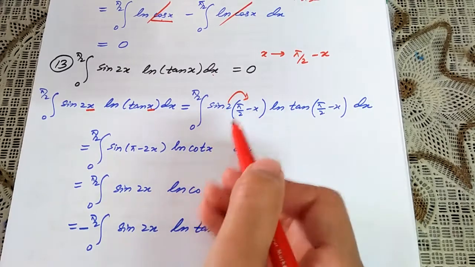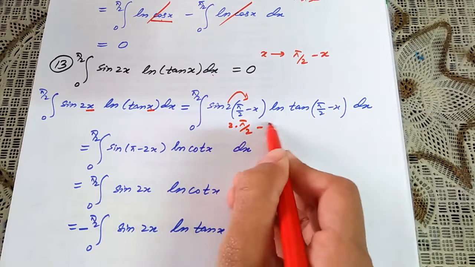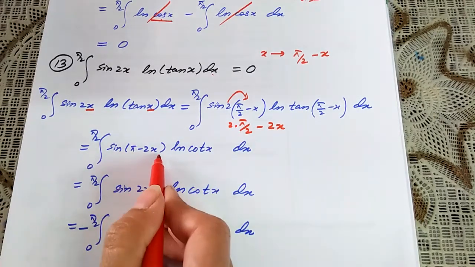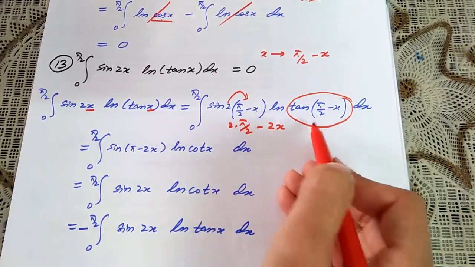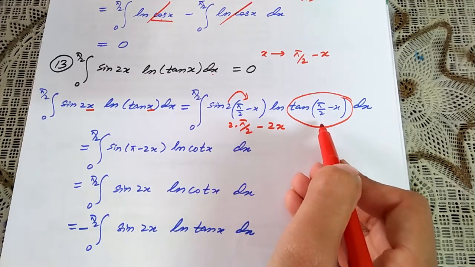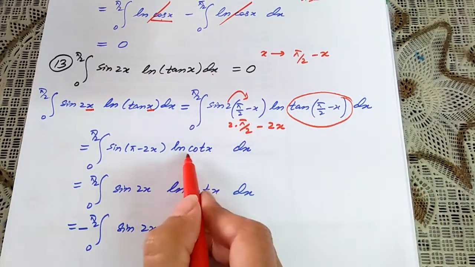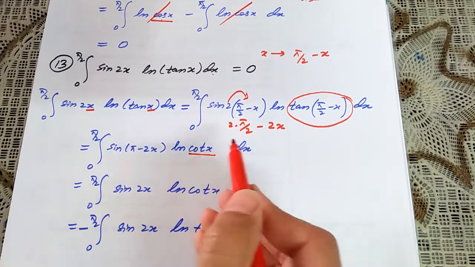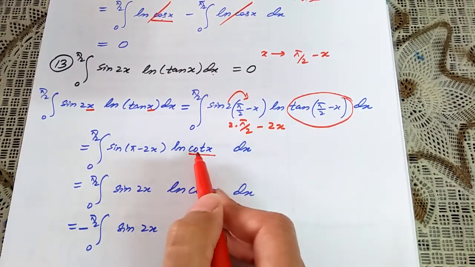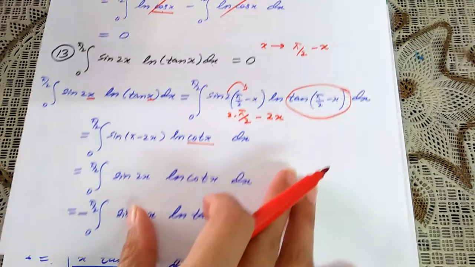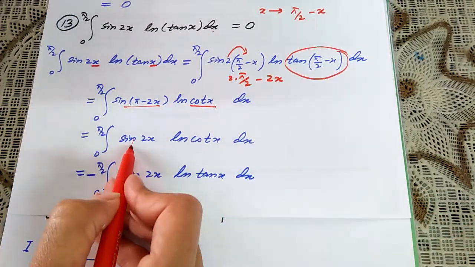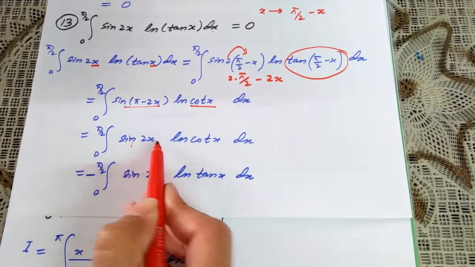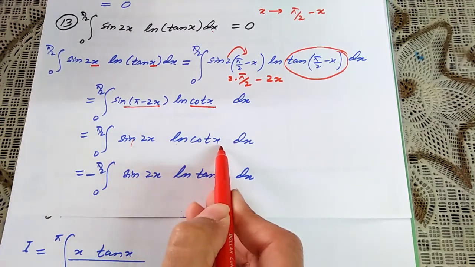Now multiply 2 inside. This will be 2 into pi by 2 minus 2x. So I will get here pi minus 2x and ln cotangent x. This is again the same identity. You can use the formula of sine to open this as well, or if you remember the direct identity, you can directly replace it with this. And you know what it exactly equals. That is equal to ln cotangent x. Now you can open the same thing, the same identity as I told you here, or you can directly use the identity if you remember that formula. It will be equal to sine 2x and ln cotangent x.